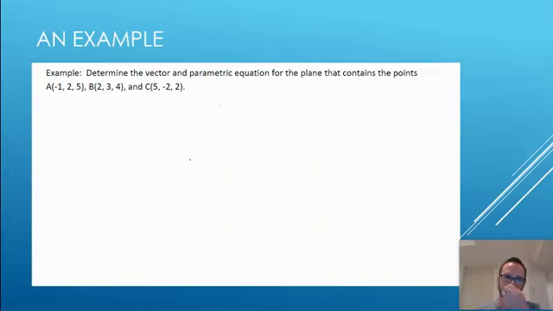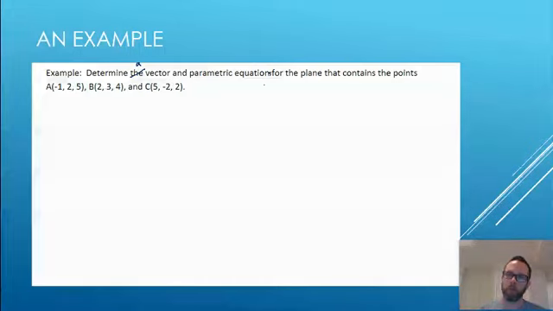So let's try an example. So let's find the vector and parametric. So I should be careful here. I should say determine a vector equation and parametric equations for the plane that contains these 3 points. So we know that 3 points are going to make a plane. So what is that equation? What is a vector equation?